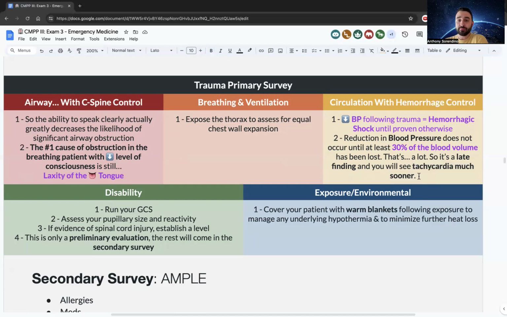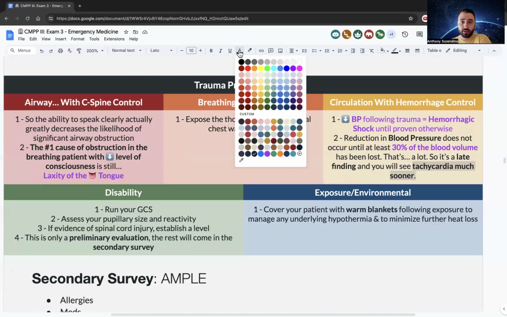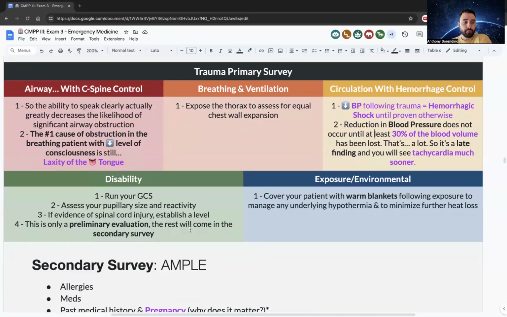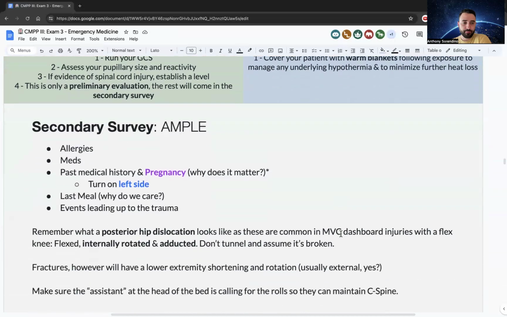So you're going to see the body compensate for that loss of volume. So that's probably actually more important than the blood pressure. Because if you see tachycardia and there's really no other reason for it, then they're hemorrhaging somewhere. Disability, this is only a primary evaluation. The rest will come in the secondary survey. Cover them with a warm blanket following exposure. Yeah, we always did that in the trauma bay.